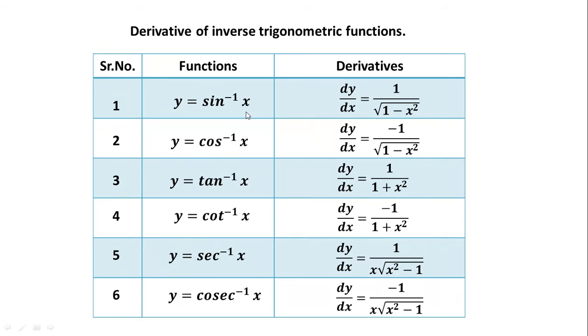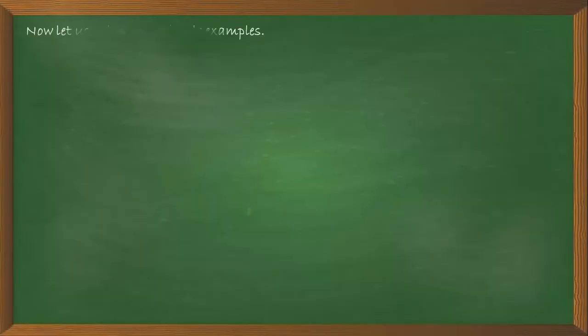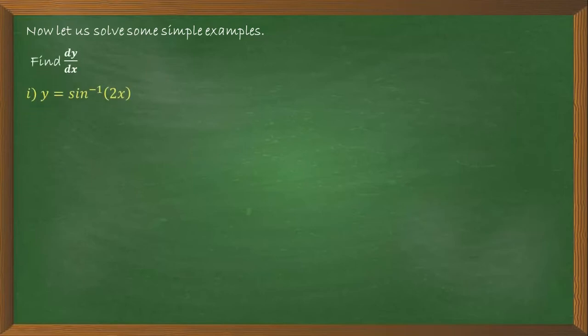Now today we will solve some examples related to all these rules. So again see carefully all these rules. You have to remember these as formulas. So let us solve some examples. Find dy by dx. First example, y is equal to sine inverse 2x.